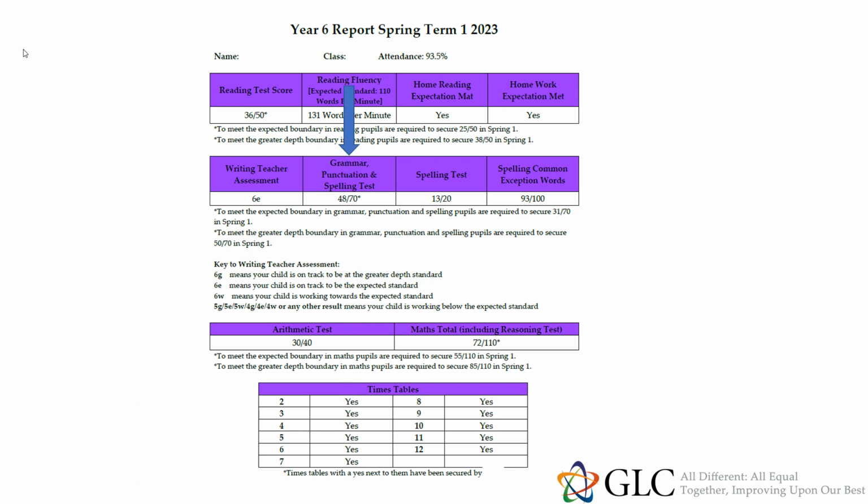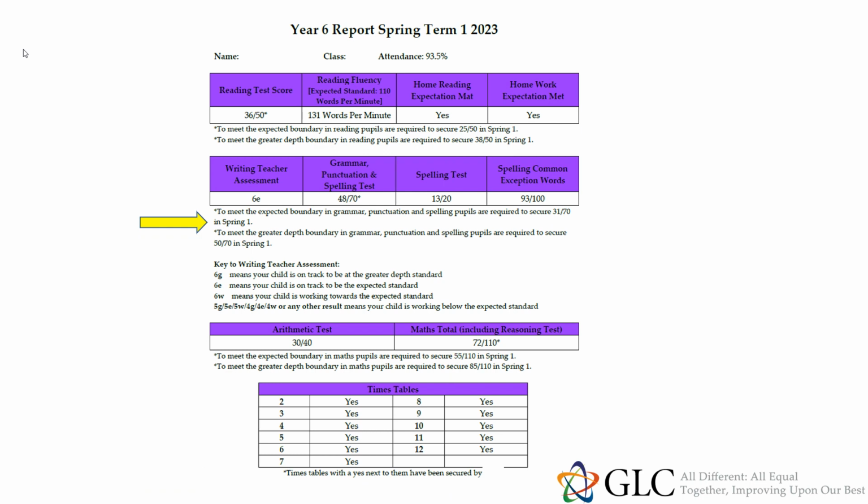Each term, the children will take a spelling and grammar test. You can see here that the test was out of a total of 70 marks, 50 for the grammar test and 20 for the spelling test. This child scored 48 points in total. 13 of those points were earned from the spelling test. It is important to note the information underneath of the table. This will help you to understand how well your child is progressing.